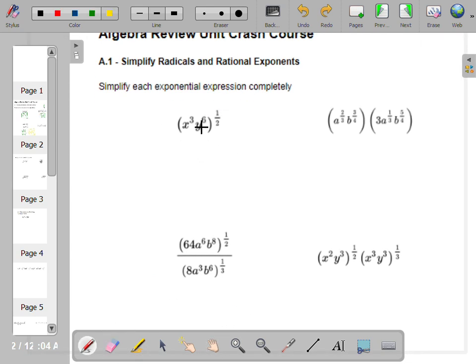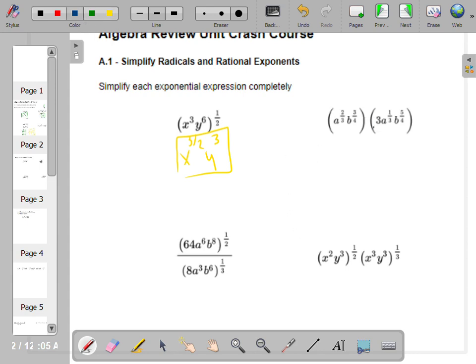So first question, you have a power to a power. You need to multiply 3 times 1/2. Well, that's just 3 halves. 6 times 1/2 is y cubed. These are different bases, so we are finished. Okay, you can't combine x and y's if they have different bases.